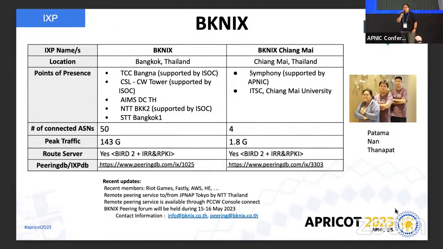Right now, we have five POPs connected with the peering locations, including TCC Bangna, CW Tower, AIMS Thailand, NTT Bangkok 2, and the last one, STT Telemedia Bangkok 1. Right now, our peak traffic is 140.